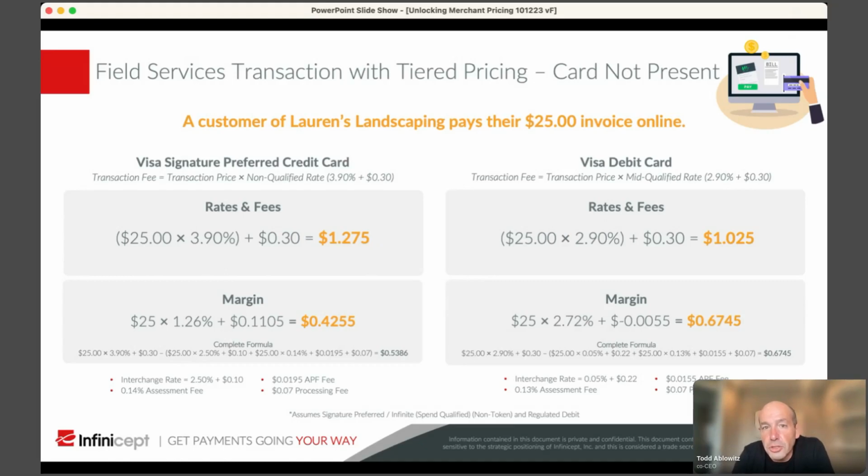I don't expect, if you're new to merchant pricing, that every one of the nuances on these slides are going to be understandable, but that's where companies like Infinicept and really other really good payment providers can help understand that and make it really accessible. I should have put a slide in this, but I didn't.